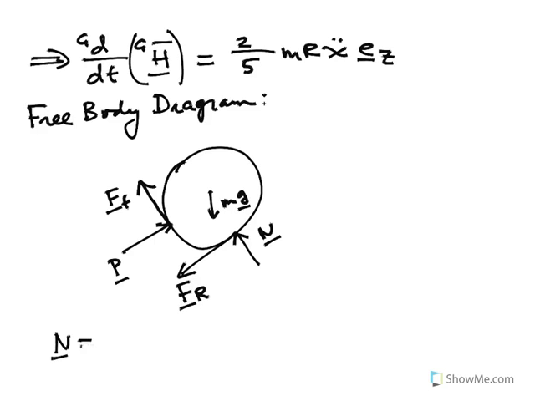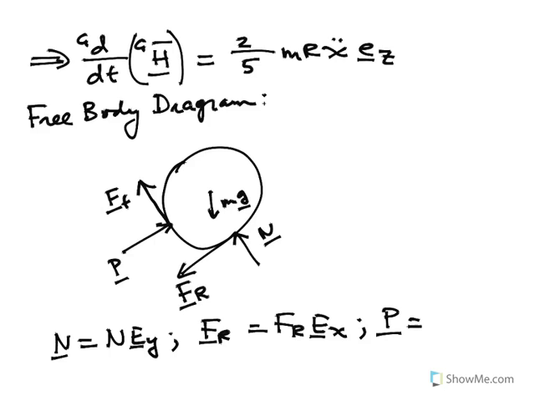We know that N is equal to N Ey. We know that F sub r is equal to F sub r times Ex. We also know that P is equal to P times Ex. Those three are pretty straightforward. But the force of gravity, we have to do a little bit of work to get it. It's in the unit vertical downward.